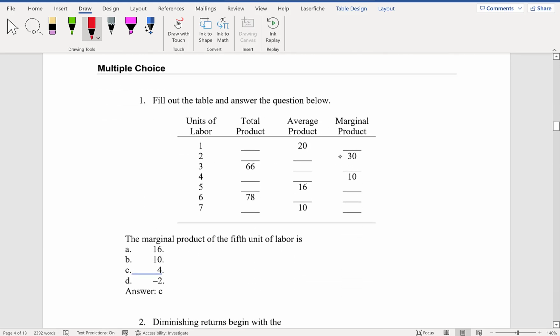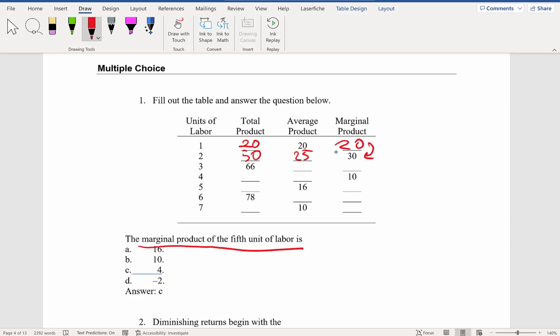Okay, so this is very similar to what we did. I'm going to solve it also. What's the marginal product of the 5th unit of labor? So average product, total product 20. Marginal product of the second person is 30. That means first person produced 20. Second person added 30. So it's 50 divided by 2, 25. Average product. So I'm just doing the same thing.